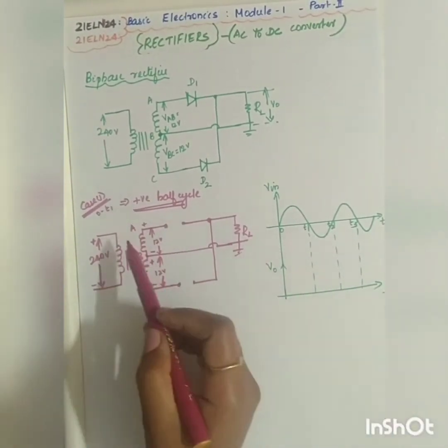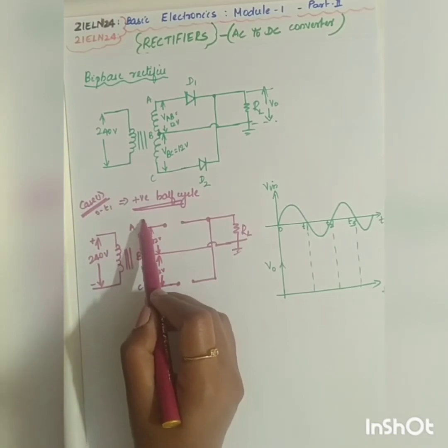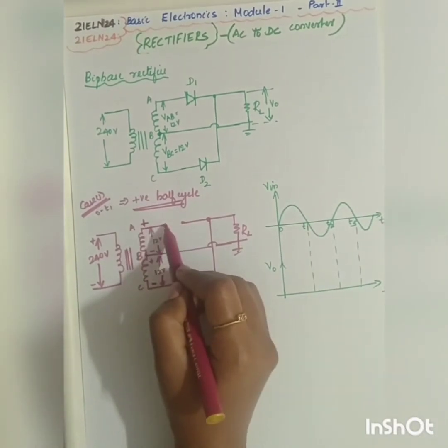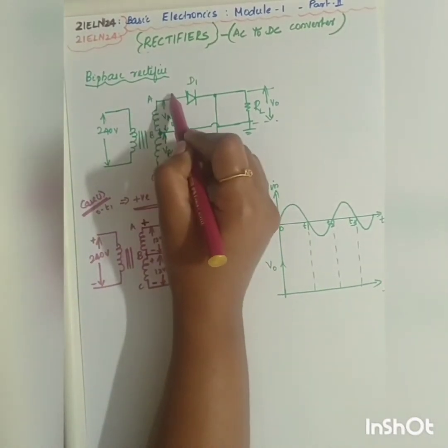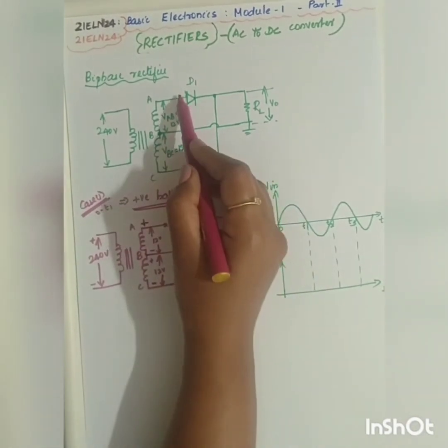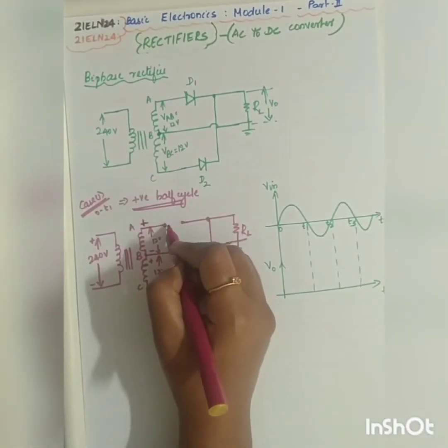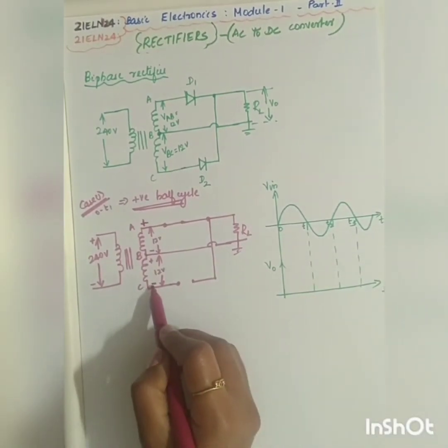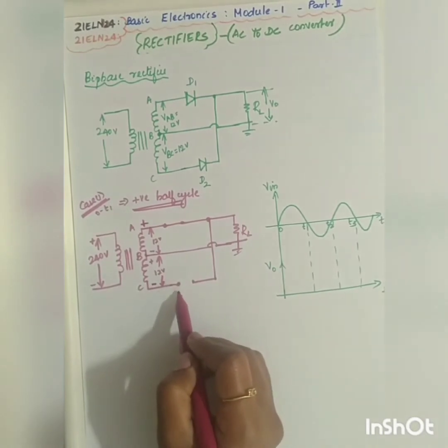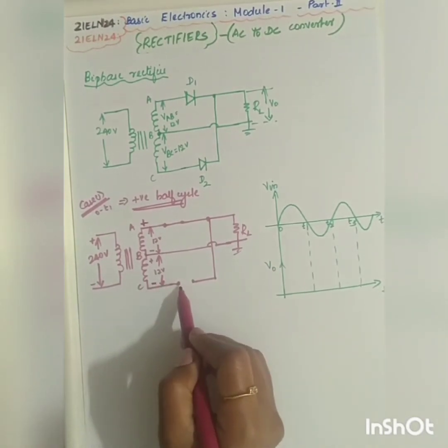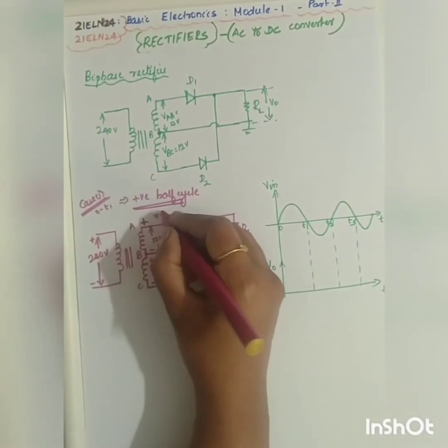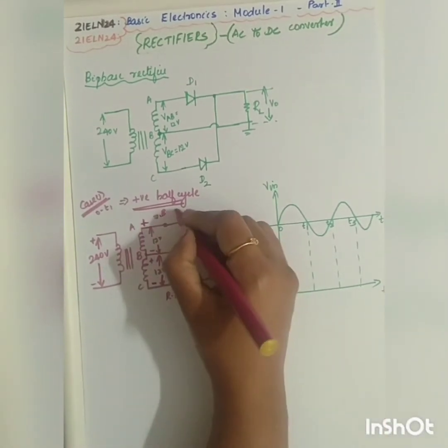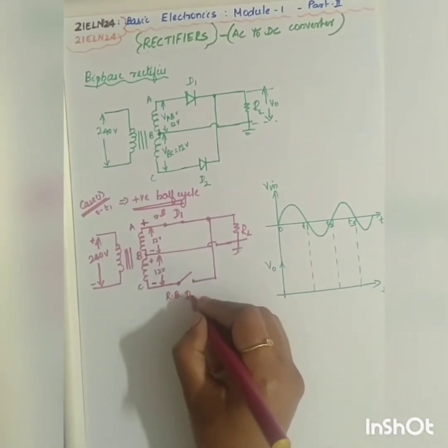Now see here carefully. During the positive half cycle, this side is positive and here it is negative. So diode D1, when the positive comes here, is forward biased, so it will act as a closed switch. Whereas at diode D2, here it is negative, and the anode is here, so it is negative and positive, reverse biased. So it will act as an open switch. Diode D1 is forward biased and diode D2 is reverse biased.